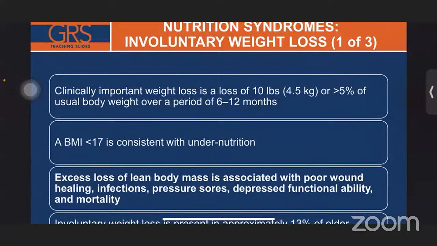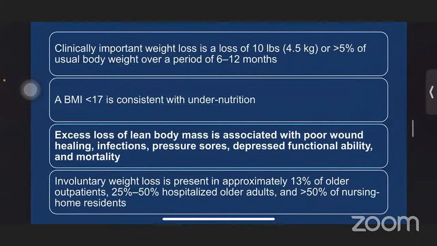Nutritional syndromes which cause involuntary weight loss. Clinically important weight loss is a loss of 10 pounds or more than 5% of usual body weight over a period of 6 to 12 months. And a BMI less than 17 is consistent with undernutrition. Excess loss of lean body mass is associated with poor wound healing, infections, pressure sores, depressed functional ability, and mortality.